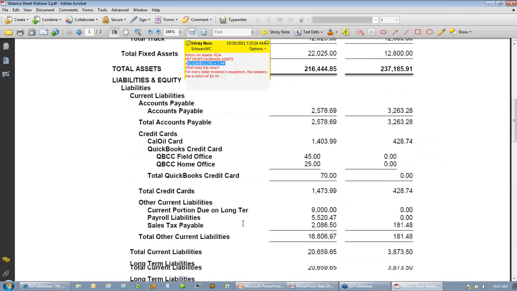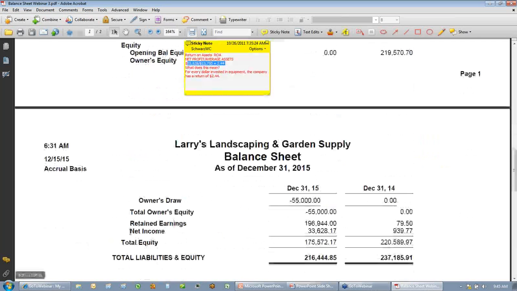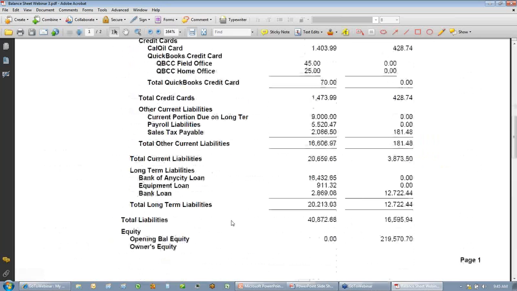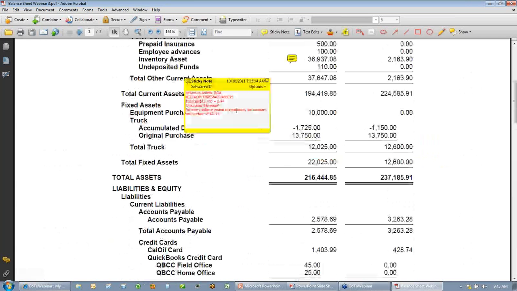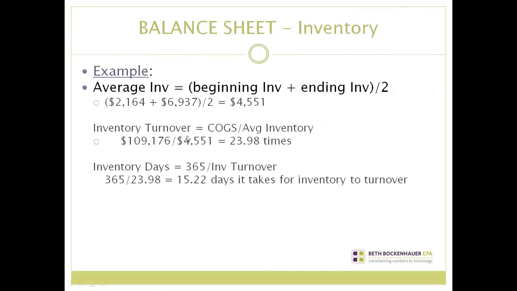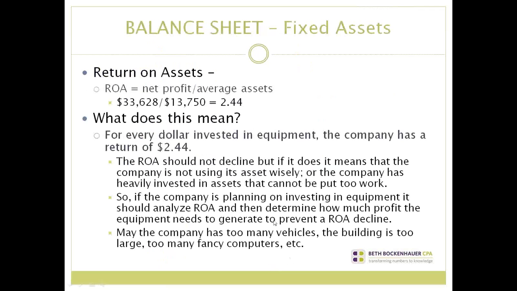And if I go down to the bottom of my profit and loss, I can get the number right off for my profit, my net income. And then basically what I find out, after I do my calculation, is I end up with a number of 2.44. And what does this mean? That means for every dollar invested in equipment, the company has a return of $2.44. So I have equipment, and it's actually turning a profit for me of $2.44 for every dollar that I have invested, and that's pretty good.